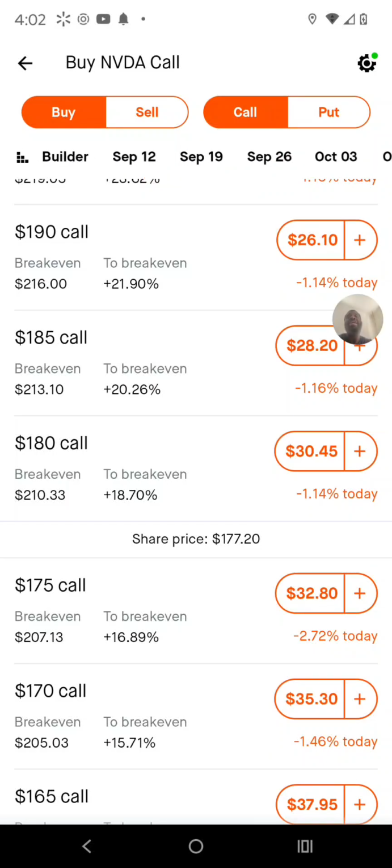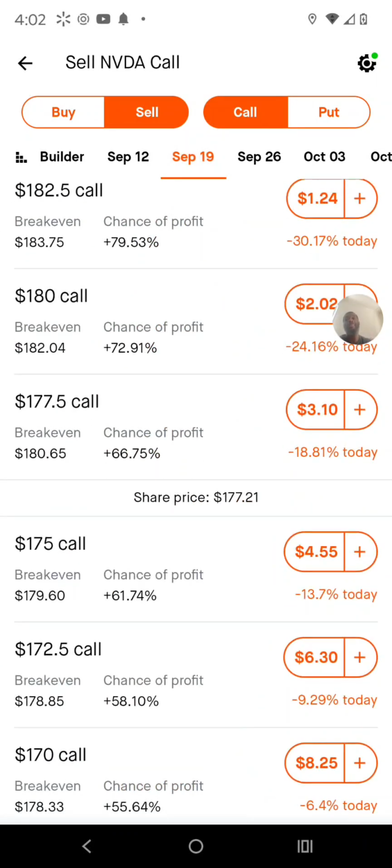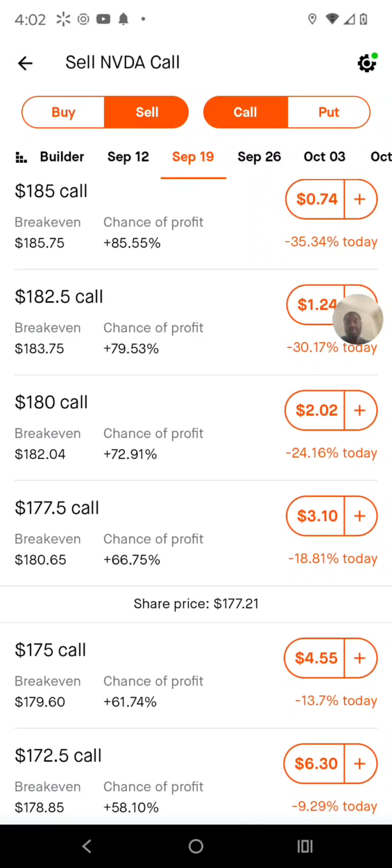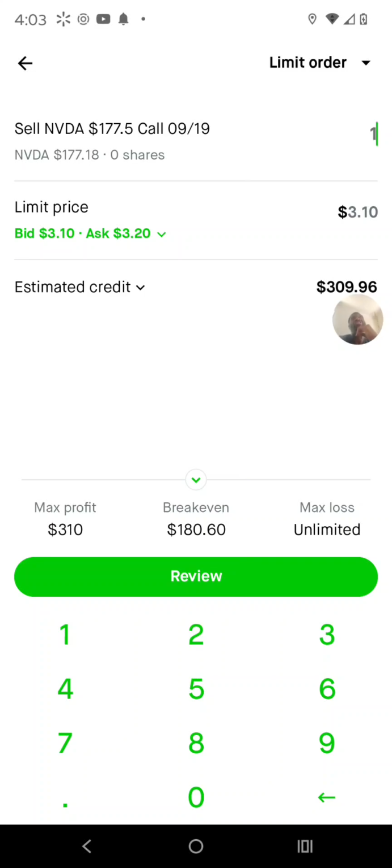Once you buy the LEAP option, now you can sell calls against it. So check this out. Now I'm going to sell a call against my LEAP option. That person that has $17,000 and they wanted to rent their NVIDIA, guess what? I could do the exact same thing and make the exact same amount of money. So check this out. I can make $310 with my LEAP option every single week.